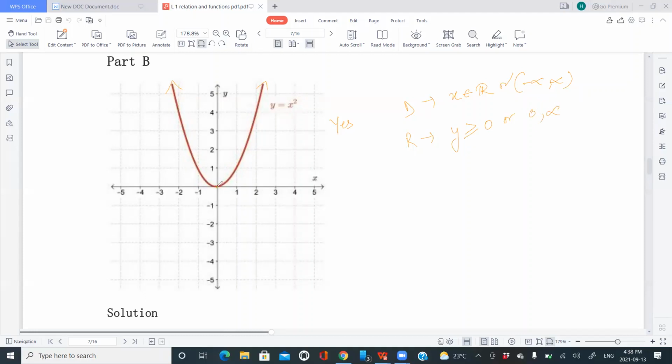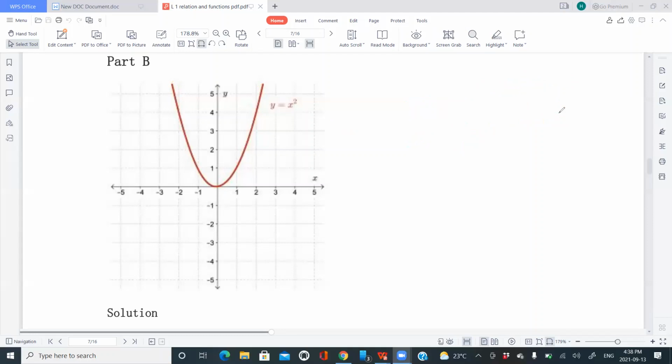And 0 is included, right? Yes. Whenever 0 is included, we put the square bracket, and infinity we never include, so I will put an open round bracket. This open and closed bracket concept is going to come in the next lesson, so I will explain that also. So you got it?